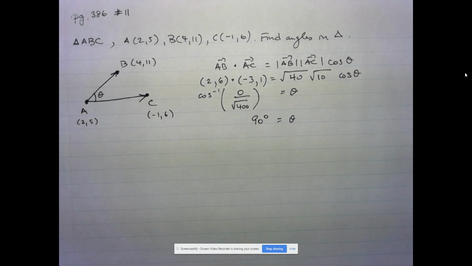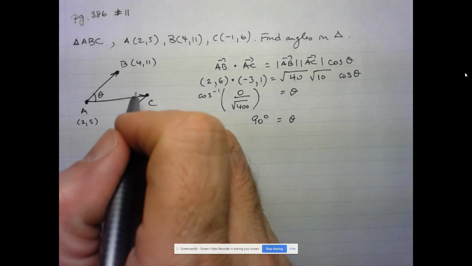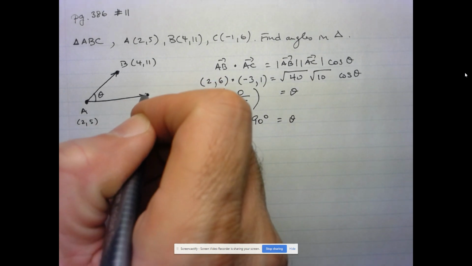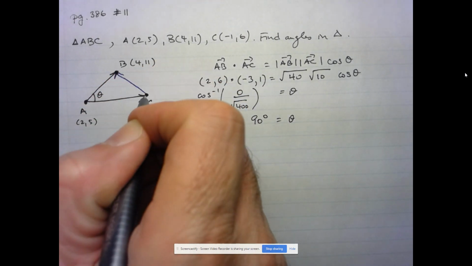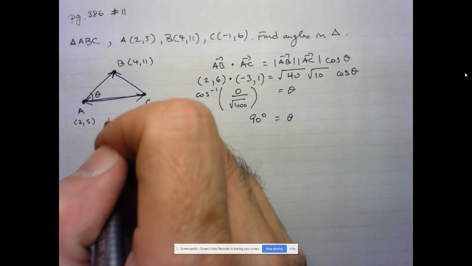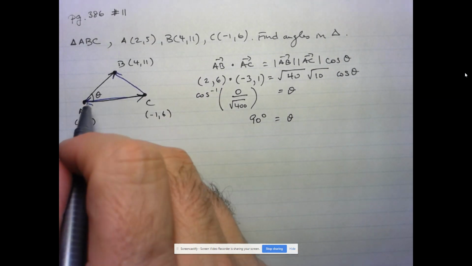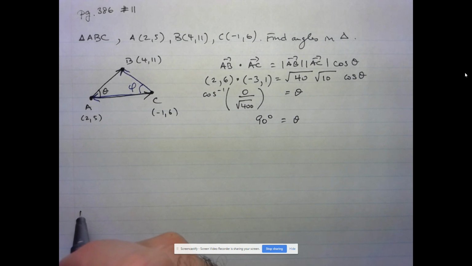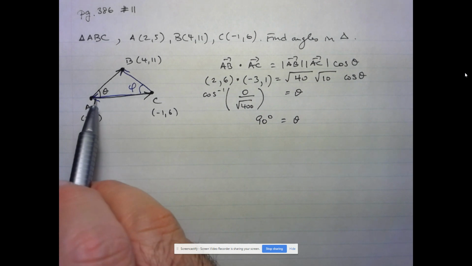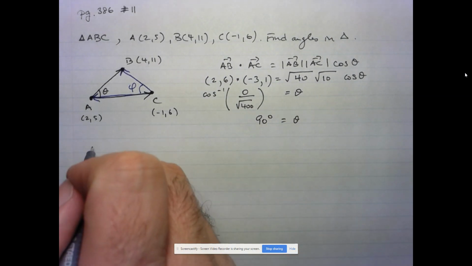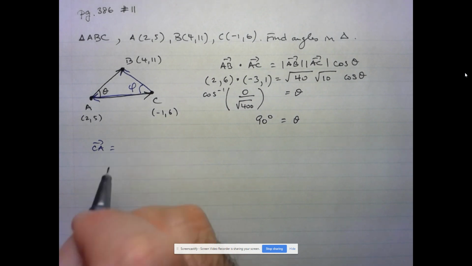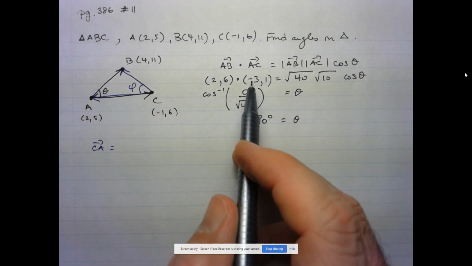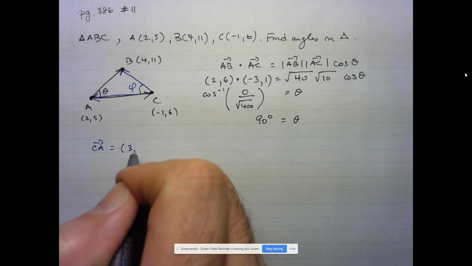Now I'm going to repeat this procedure for another angle. Let me find the angle on this side. I'm going to create vectors CB and CA. Notice here I can't use AC, I have to use CA because I'm looking for the angle between them. In other words, they have to be tail to tail. Because we found AC, CA is just going to be the opposite. So instead of negative 3, 1, it's just going to be 3, negative 1.